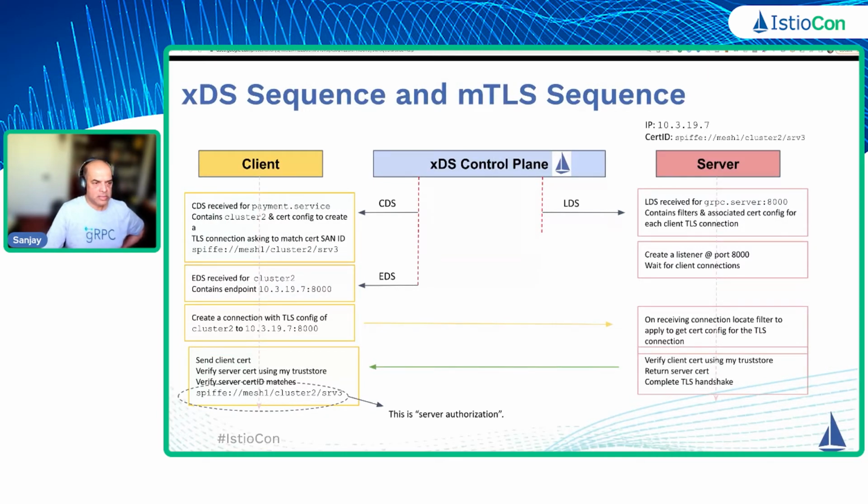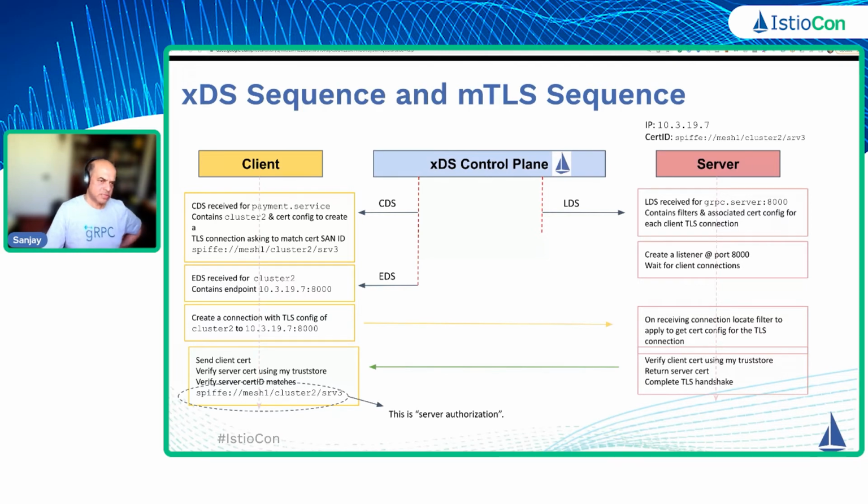Now, on the right-hand side, the server in the red box receives LDS or listener configuration to help it set up its listener socket for the service. In this instance, the backend with IP 10.3.19.7 receives configuration to set up a TLS listener and bind it to port 8000. But there is more than just configuring the server socket or the listener, as we'll see now.